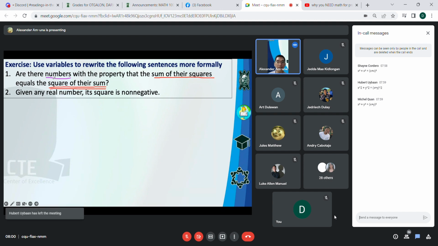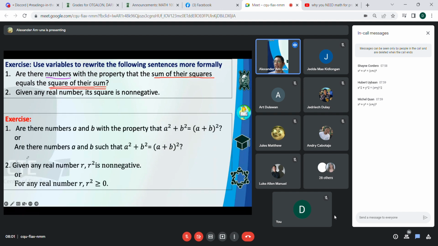So in that case, you are now assigning the variables, right? So are there numbers x and y such that, you can use the word such that instead of with the property, the sum of their squares. So you say now x squared plus y squared equals the square of their sum, which is equal now to the square of x plus y quantity squared.